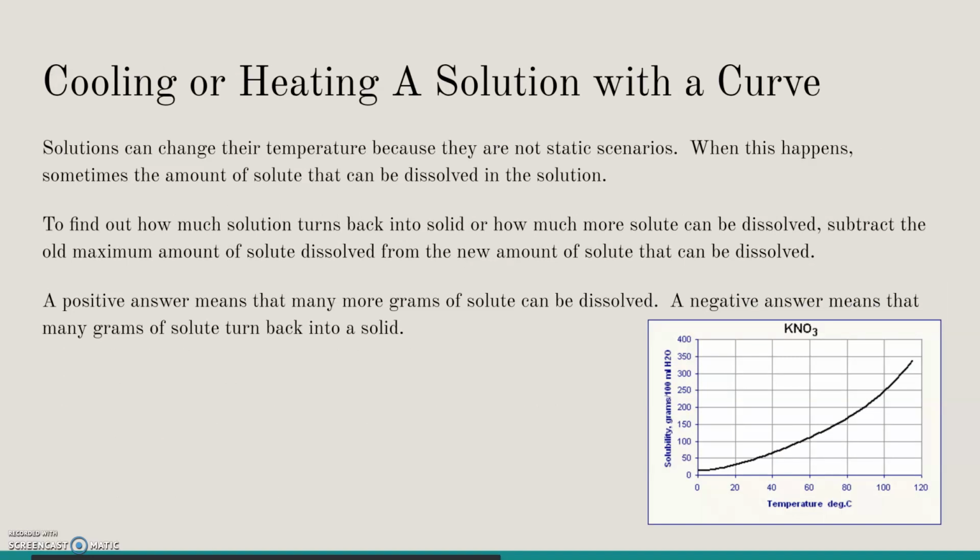Cooling or heating a solution with a curve. Solutions can change their temperature because they are not static. When this happens, sometimes the amount of solute that can be dissolved in the solution changes. To find out how much solute turns back into solid or how much more solute can be dissolved, we subtract the old maximum amount of solute dissolved from the new amount of solute that can be dissolved. A positive answer means that many more grams of solute can be dissolved. A negative answer means that many grams of solute turn back into solid.